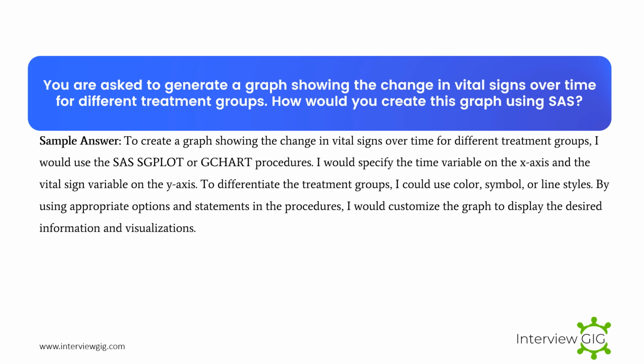You are asked to generate a graph showing the change in vital signs over time for different treatment groups. How would you create this graph using SAS? Sample answer. To create a graph showing the change in vital signs over time for different treatment groups, I would use the SAS sgplot or gchart procedures. I would specify the time variable on the x-axis and the vital sign variable on the y-axis. To differentiate the treatment groups, I could use color, symbol, or line styles. By using appropriate options and statements in the procedures, I would customize the graph to display the desired information and visualizations.